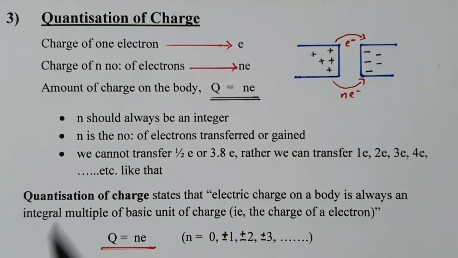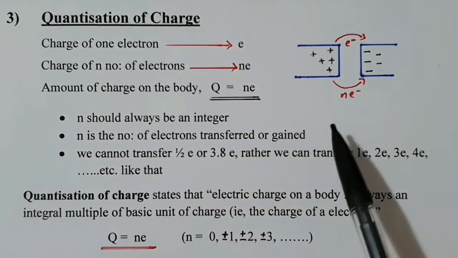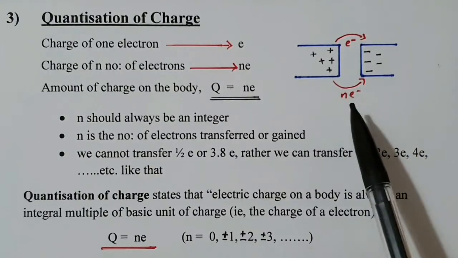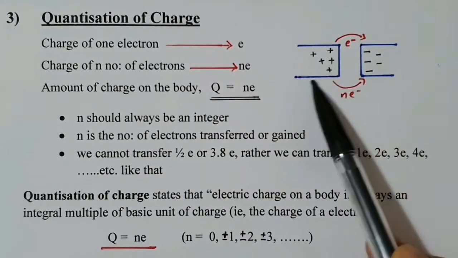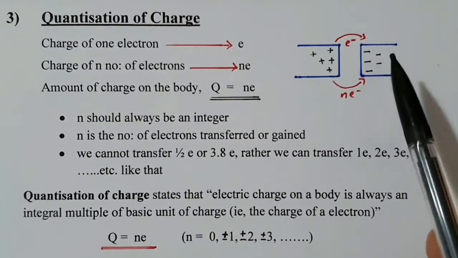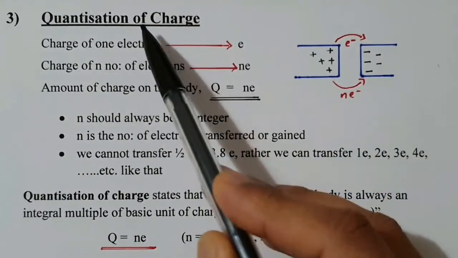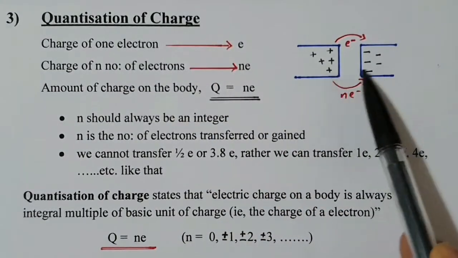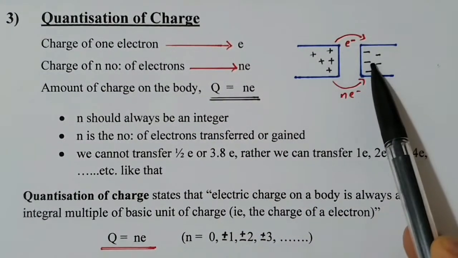The third property is quantization of charge. When you rub two bodies, they get charged. Now, my question is, how much is the quantity of charge on the body? This answer we will get from the third property of electric charge. So, when two bodies rub each other, charges will transfer.